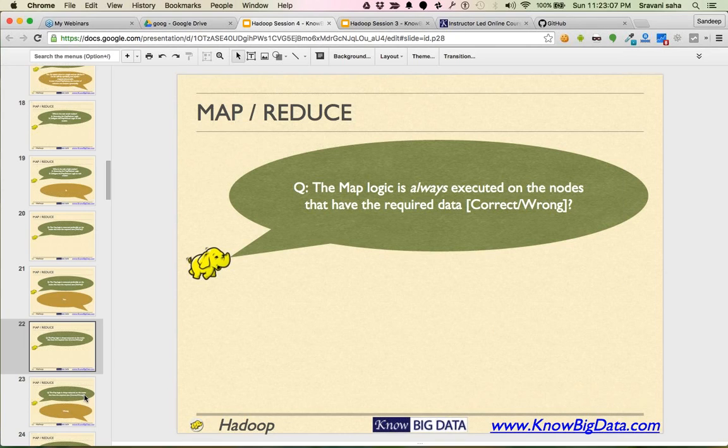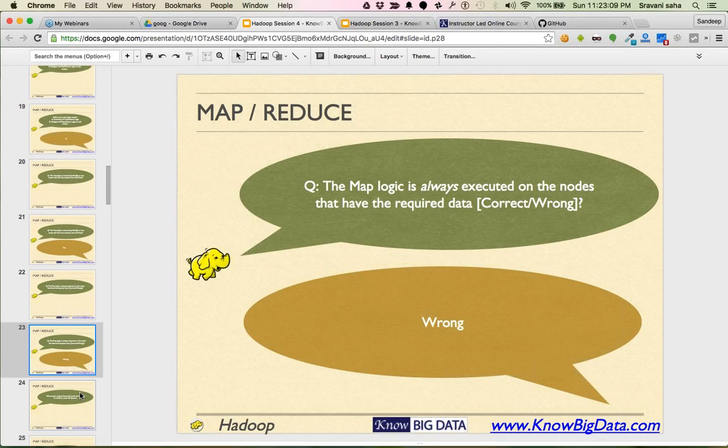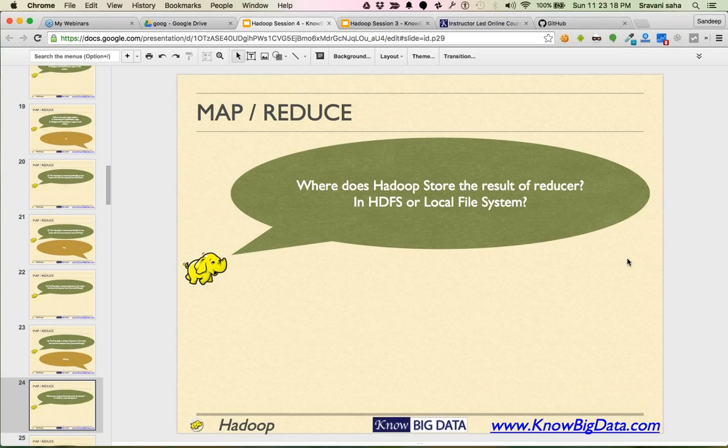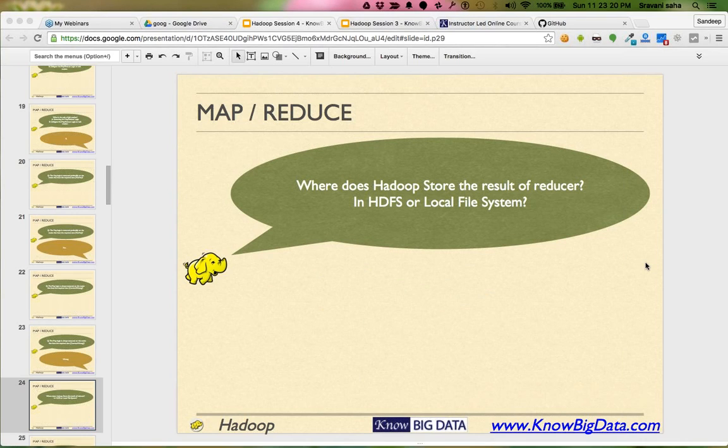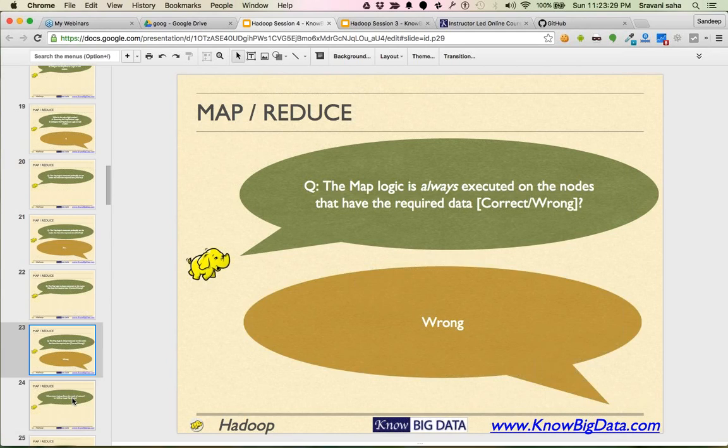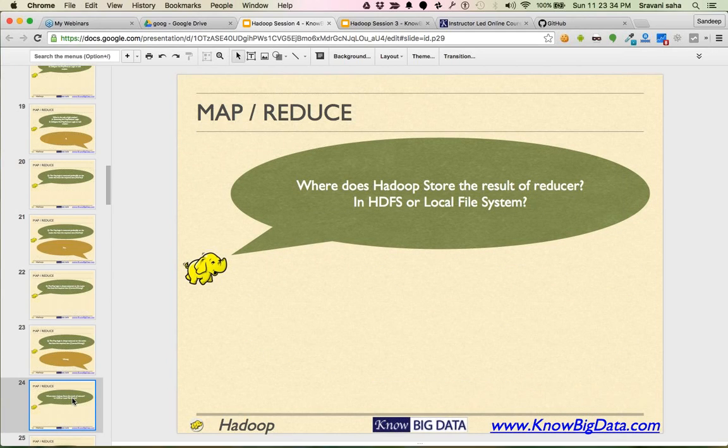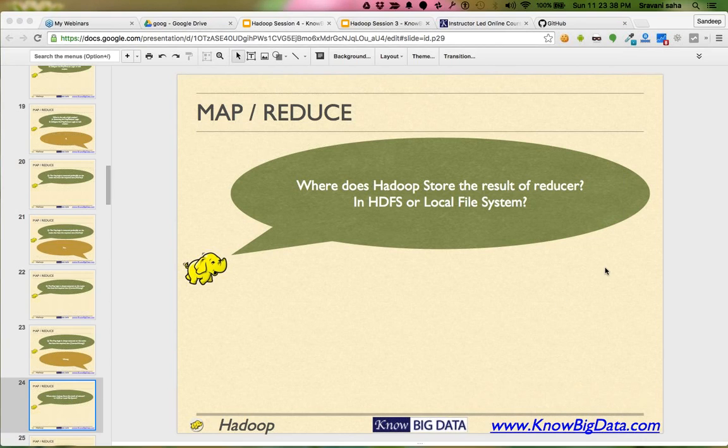Yes, it will be executed near the data. Okay, in case those nodes which have the data are not available, it will be executed near the data. Yes. So, Veena, it is wrong because it's not mandatory. In case that particular node containing the data is down or very busy, let's say it's very, very busy, there are lots of processes already running.